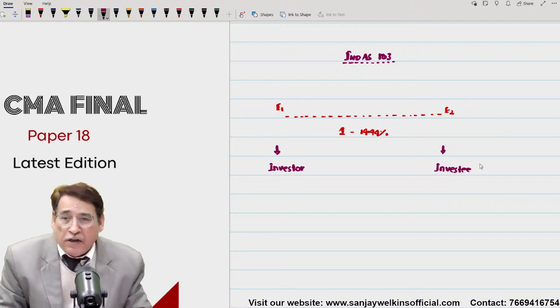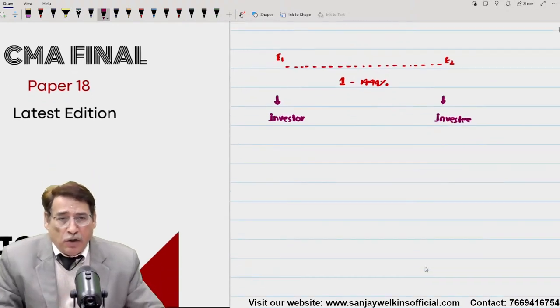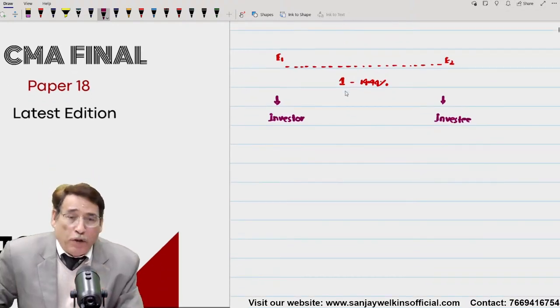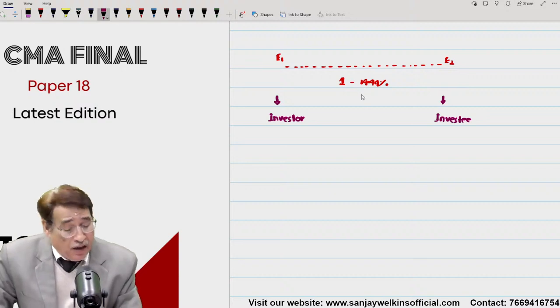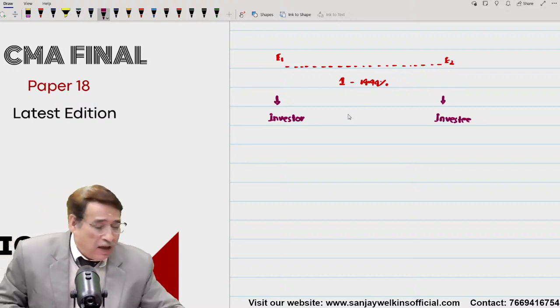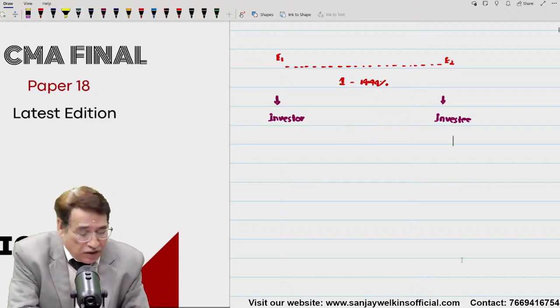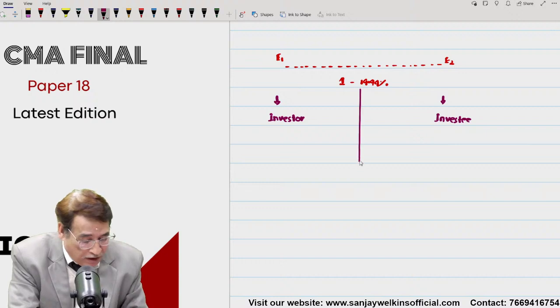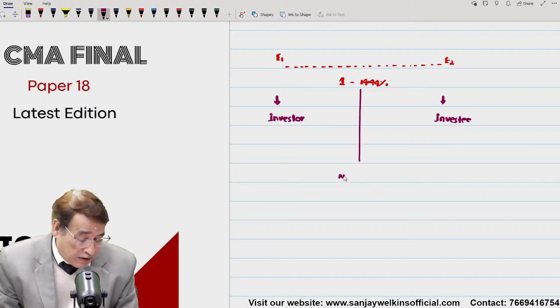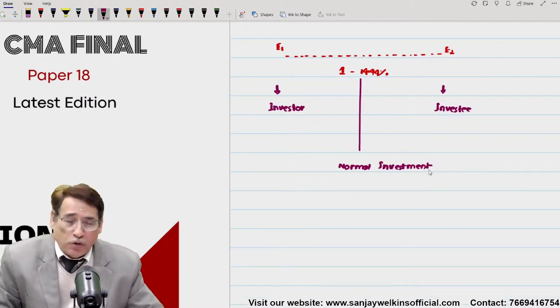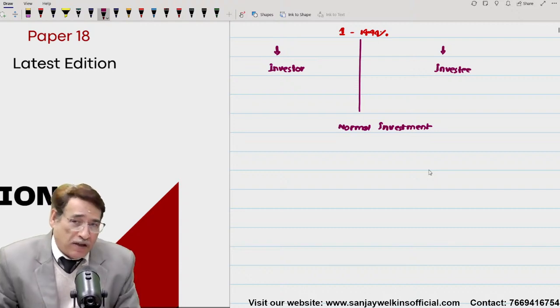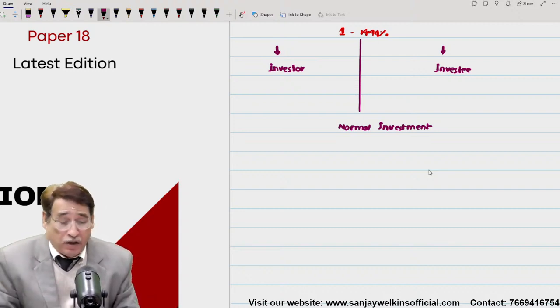Investee entity. Now I told you, if my investment in another entity is between 1 to 19.99%, then such investments are generally considered as normal investments. Is it clear to you? If my investment range is between 1 to 19.99%, such investments are considered as normal investments. Is it clear to you?